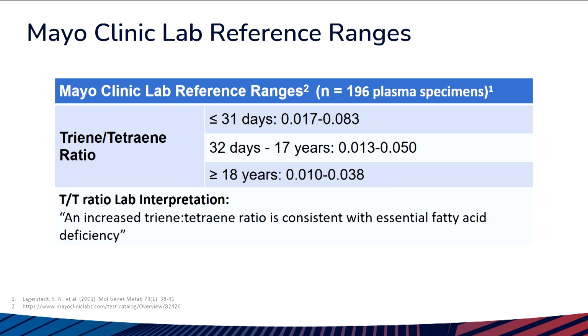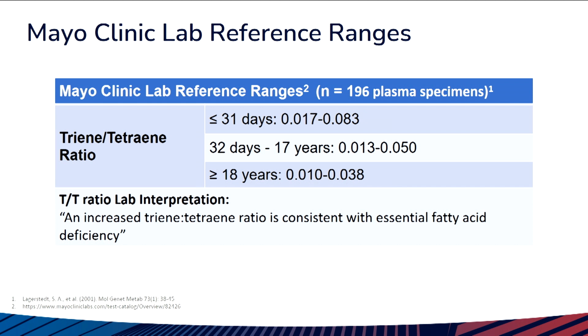So this is an example of what Mayo Clinic's lab reference ranges are for the TT ratio. They do have it based on age, but you can see how low those reference ranges are. And then they have a note that says, you know, an increased TT ratio is consistent with essential fatty acid deficiency. Is that based on those reference ranges? Those are way lower than the Holman index. But when you think about it, these are normal patients on a normal diet in Minnesota. Their TT ratios are going to be low.